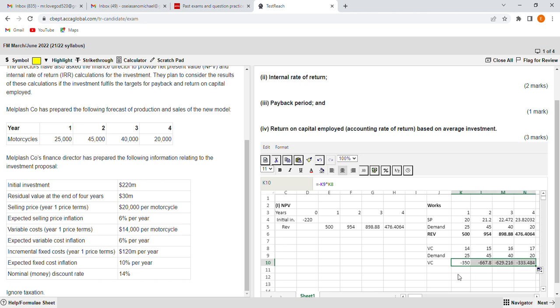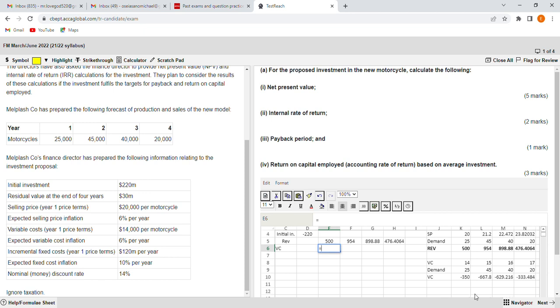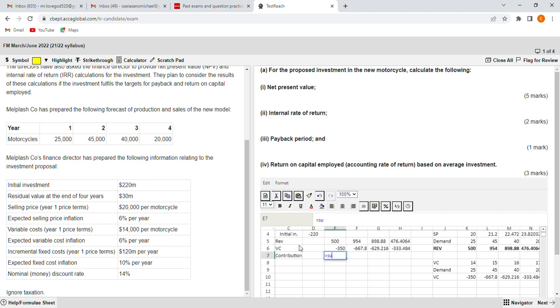Okay, now you come here, VC. So the VC is equal to everything here, enter, you drag it to year 4. Okay, so your revenue minus your variable cost will give you contribution. So equal to sum of everything here, you close the bracket, you get them, close the bracket, press enter.